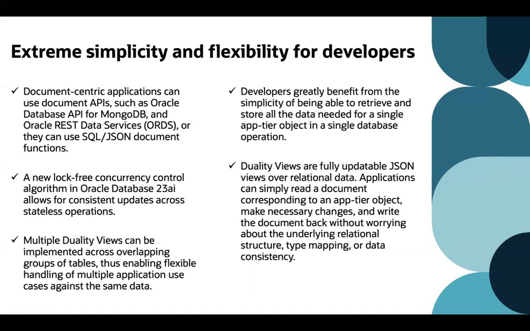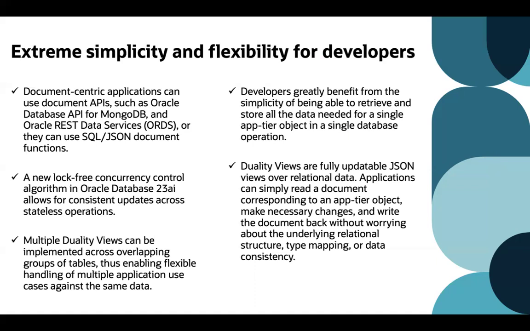Now, developers can retrieve data stored across multiple tables, mapped into a single JSON document, from a single DB operation from the application. The application can use APIs such as ORDS, the MongoDB API, or use simple JSON functions to retrieve data from the database. Duality views are fully updatable JSON views over relational data.